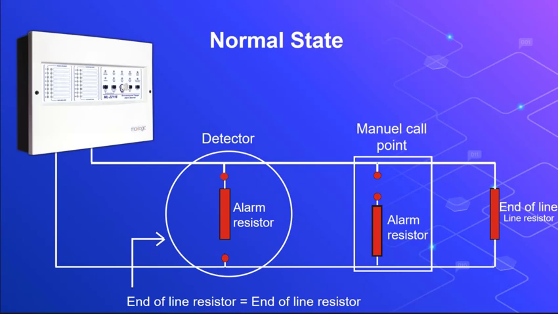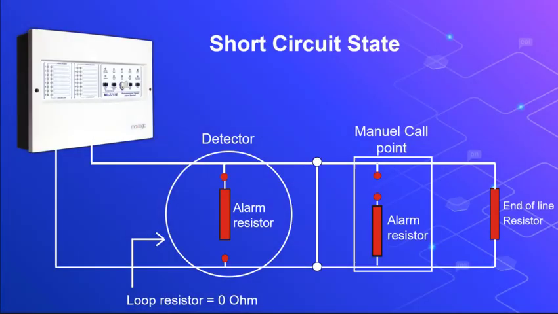When the system is in normal state, the end of line resistor should be equal to the end of line resistor. In case of a short circuit in the zone line, the line resistor is measured as 0 ohms. In this case, the error LED of the relevant zone on the control panel lights up.